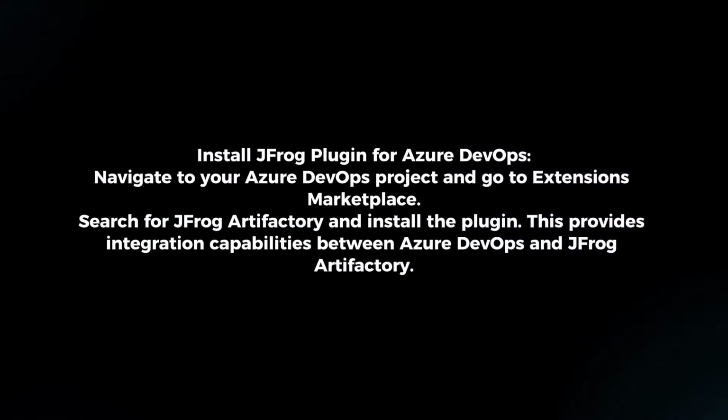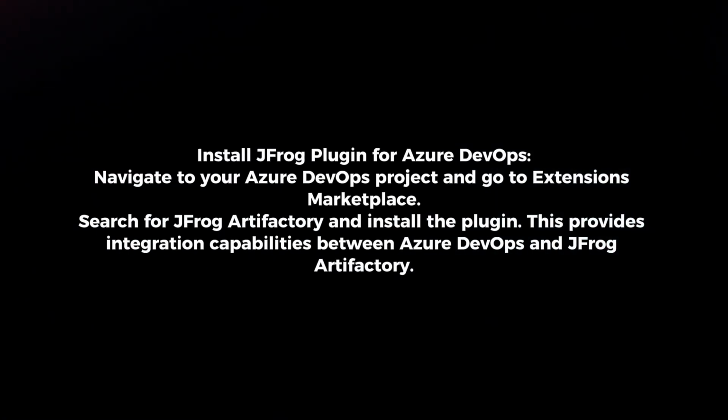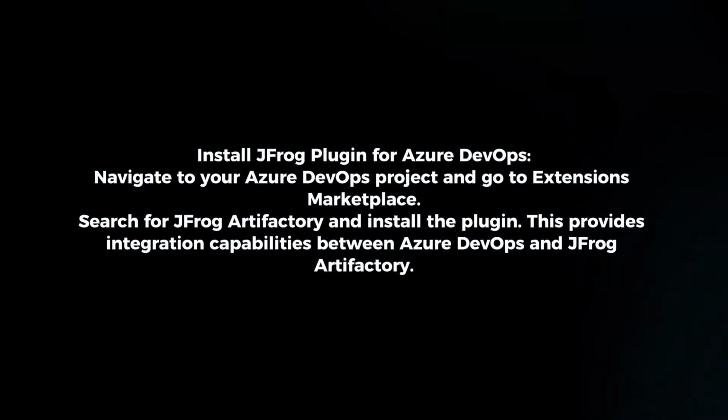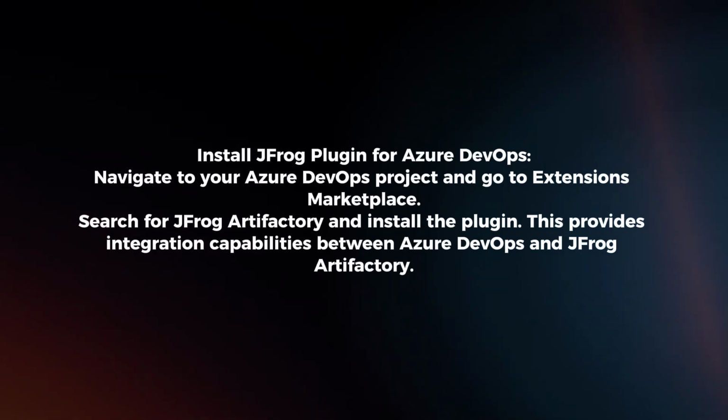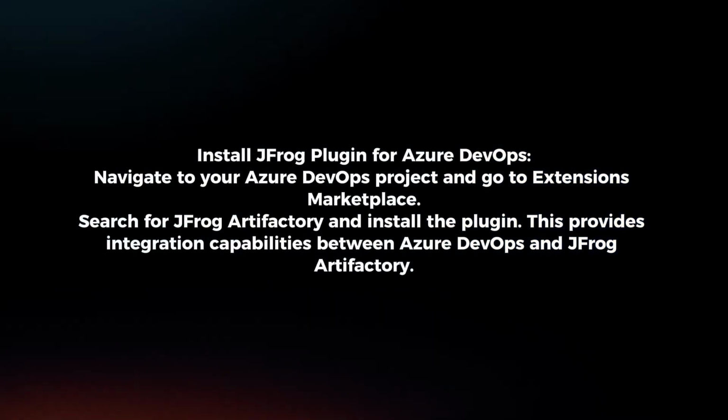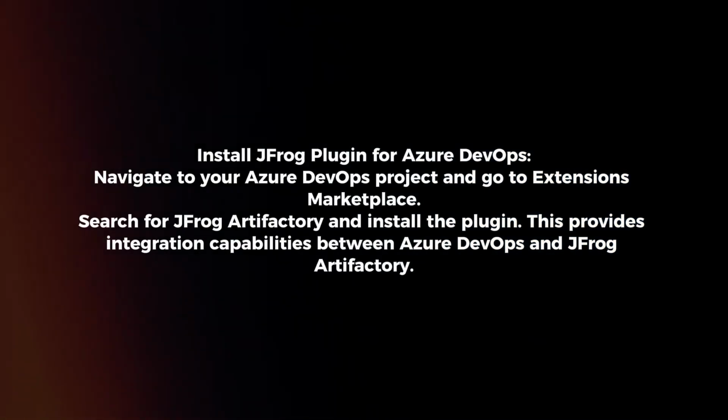Install JFrog plugin for Azure DevOps. Navigate to your Azure DevOps project and go to Extensions Marketplace. Search for JFrog Artifactory and install the plugin. This provides integration capabilities between Azure DevOps and JFrog Artifactory.